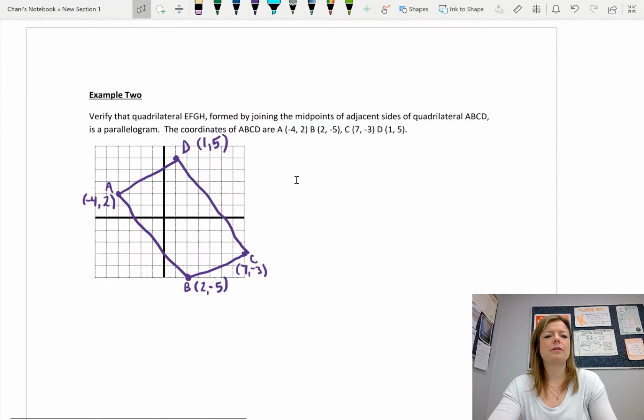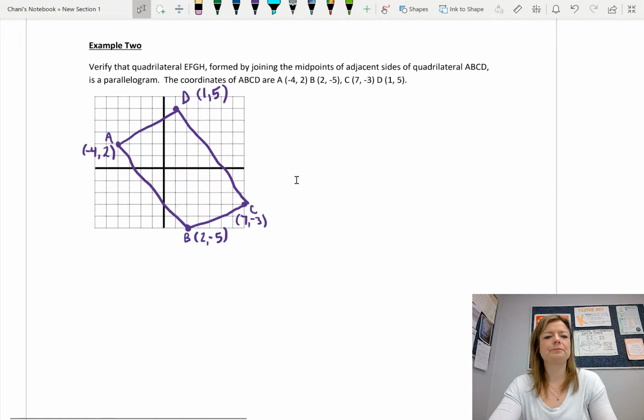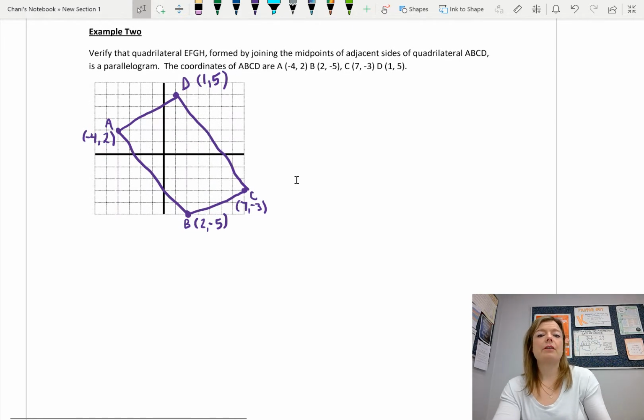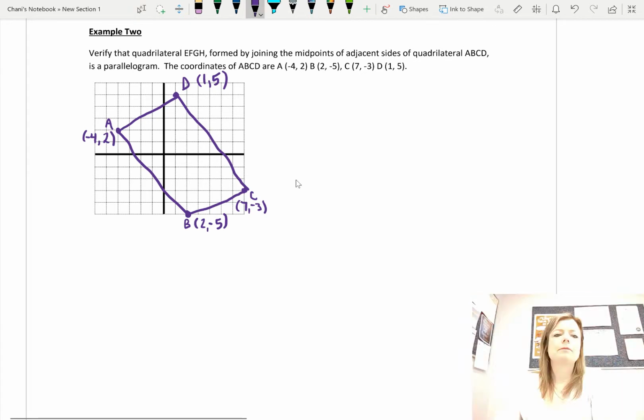Now we're going to move on to a quadrilateral. So a quadrilateral is just anything that has 4 sides. It can be a weird looking shape. It doesn't have to be a parallelogram or a rectangle.